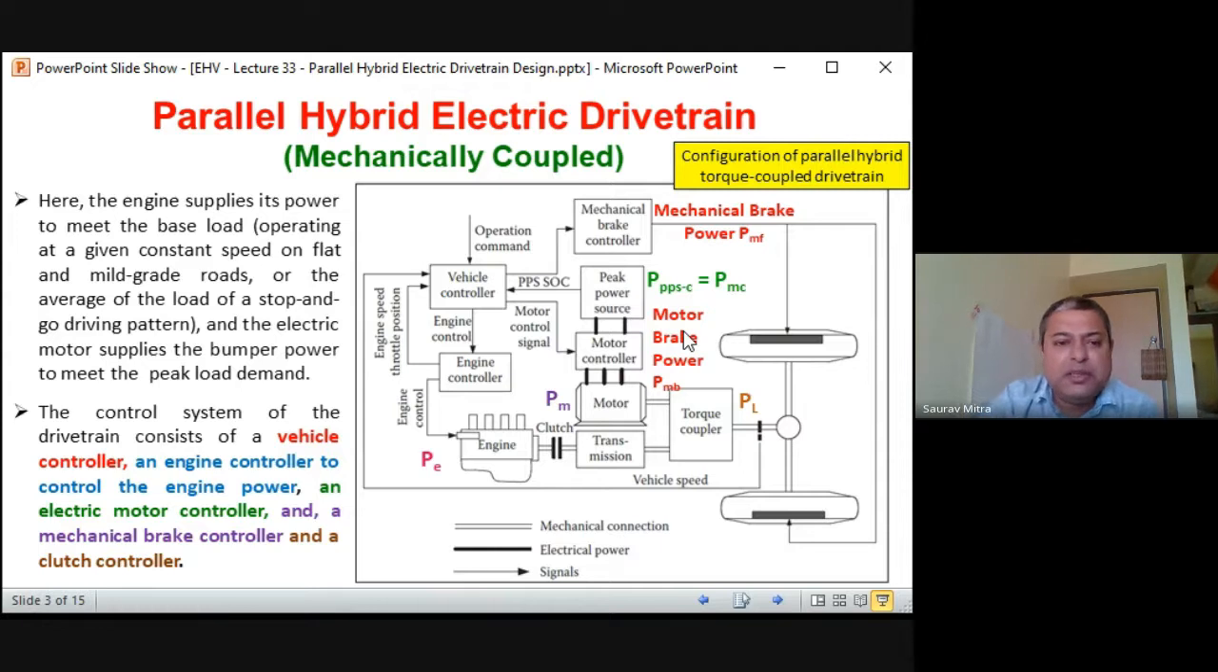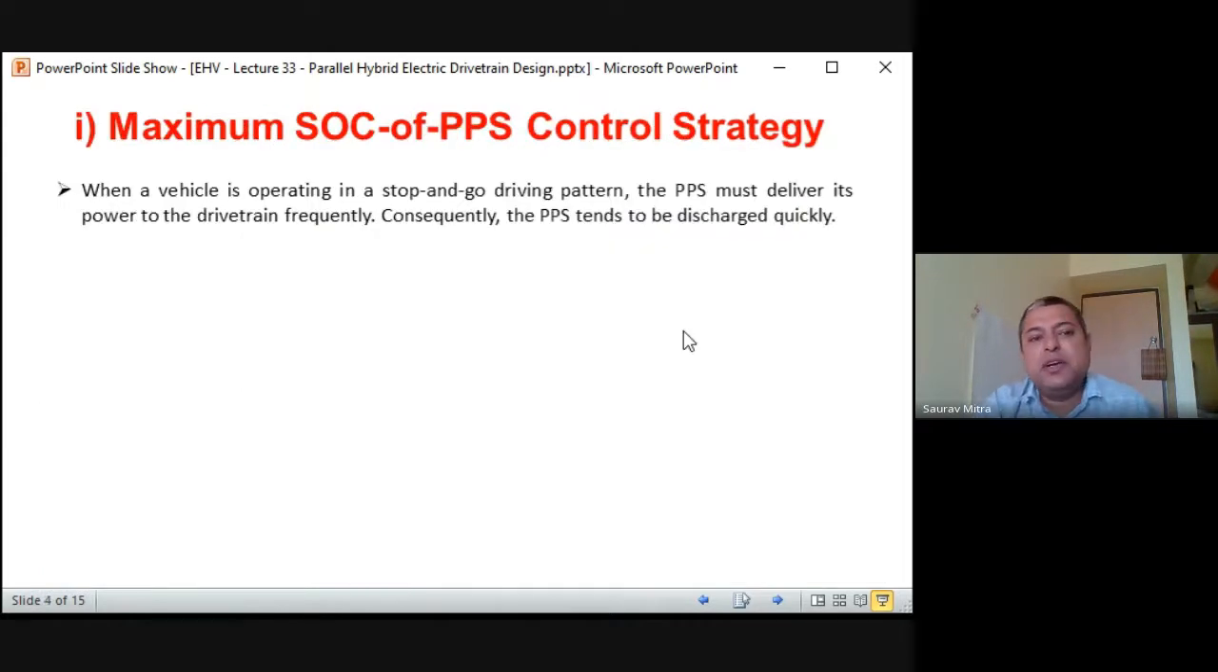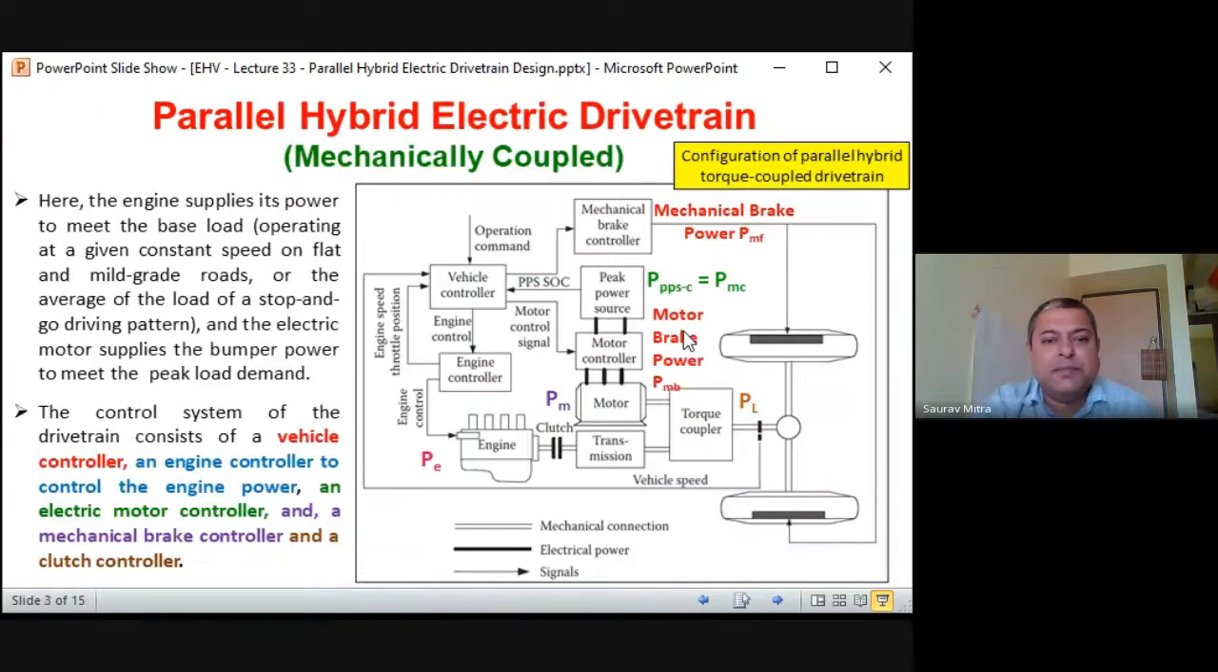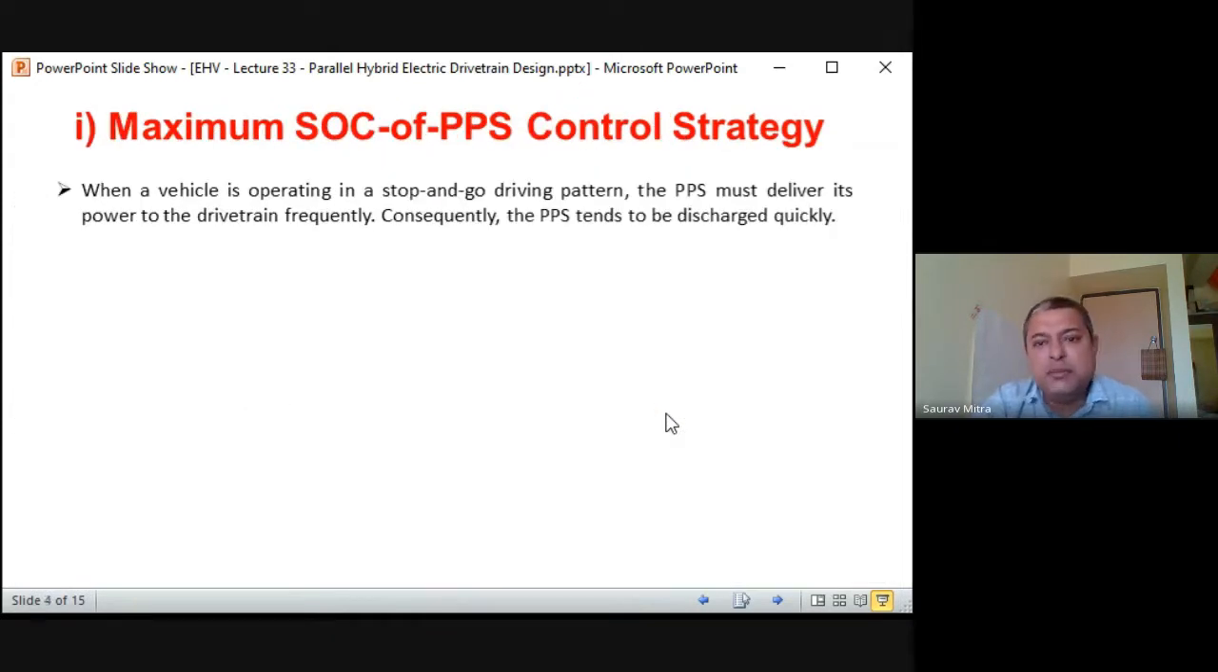So now I'll go for the main topic for today, which is called the maximum SOC of PPS control strategy. That means whatever battery is there should always be storing or keeping maximum charge, so that whenever there is a bumper demand, this battery should be able to sustain or satisfy this bumper power demand. How to control that is explained in the next slides.